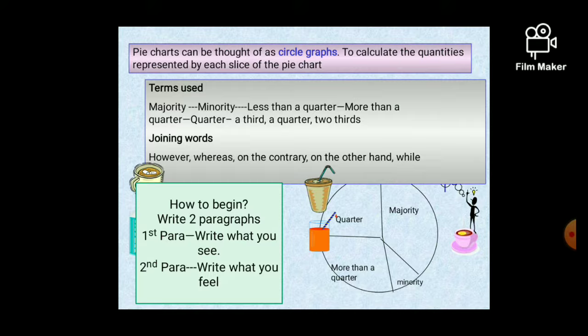All these words you can use as I showed you earlier. Joining words. Now whenever you are joining two of these sentences that will be given in the question, you're going to be using words like however, whereas, on the contrary, on the other hand, or while. These are the words that you have to remember when you're joining it.